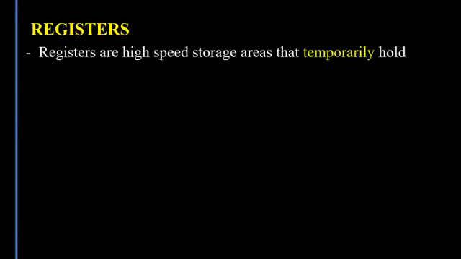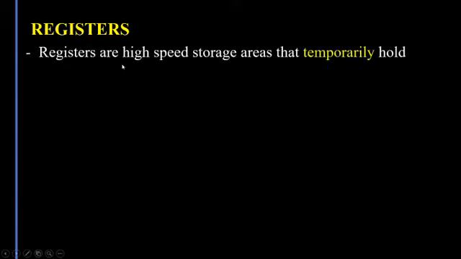A computer has several kinds or types of memories. You hear of random access memory, read-only memory, and cache memories. But the other form of memory, we have registers. And registers, these basically are types of memories that are available within the CPU. Now, what are the roles of these registers?